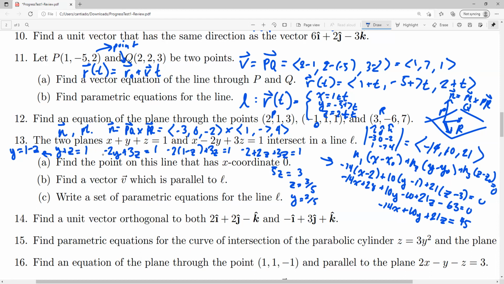Pick your method. They all should give you the same answer in the end. So this is your x equals 0, y is equal to 2/5, z is equal to 3/5. So the point for part A is (0, 2/5, 3/5). Right? So now we have a point on the line. So perfect. Find a vector v which is parallel to this line.